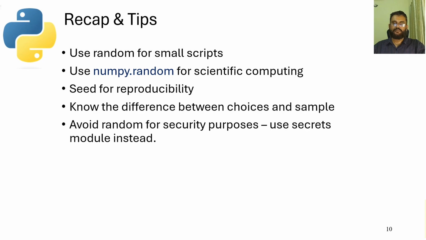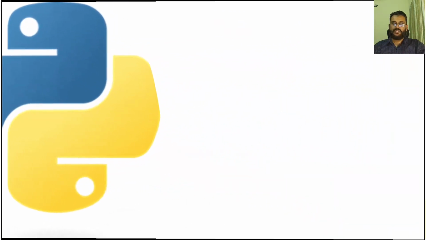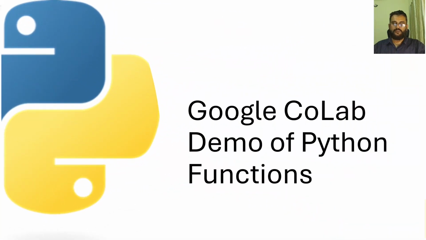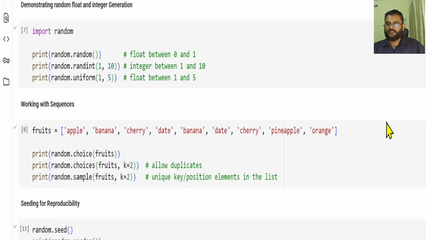So NumPy basically makes generating large arrays of random values fast and easy. So that was it for today, and now we can switch to the Google Colab demo. So now we are in the demo. So I have actually written some code to quickly run through these examples.